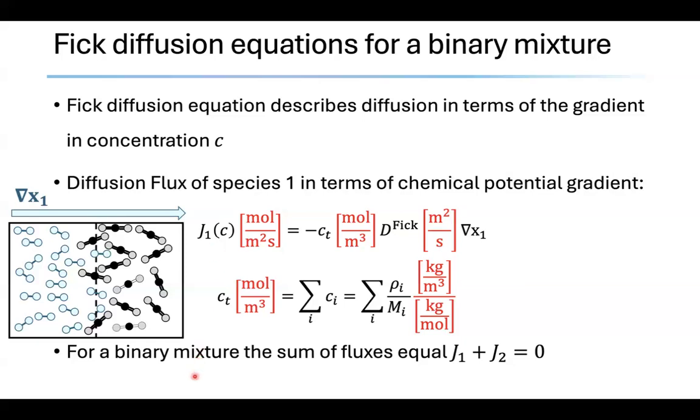Now, for a binary mixture, the sum of the fluxes should equal 0. The sum of the fluxes for component 1 and component 2 should equal 0.